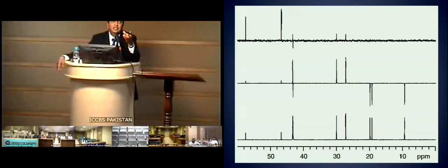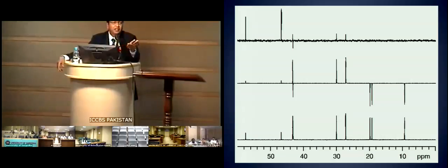Proton has a population difference much larger than the carbon-13. Forget the abundance, the gyromagnetic ratio of proton and carbon is 1/4 of each other. Therefore, proton would have 4 times more population difference as compared to carbon.